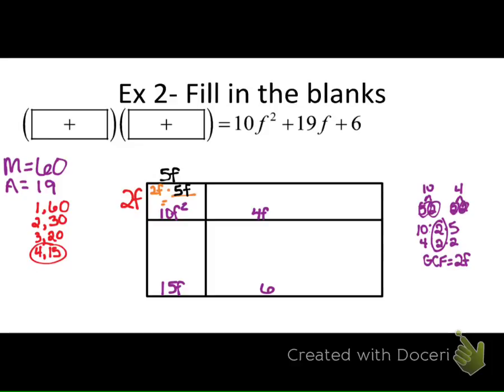Now for my second rectangle at the top, I have 2f times blank equals 4f. 2 times what is 4? 2, very good. I have an f, I only need 1 f, so do I need a variable with my width? No, right? So my width for that top rectangle is going to be 2.